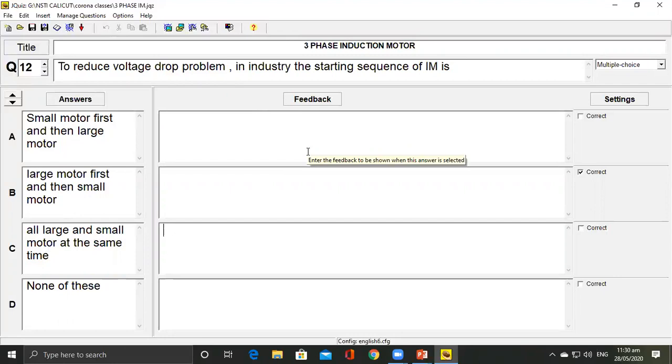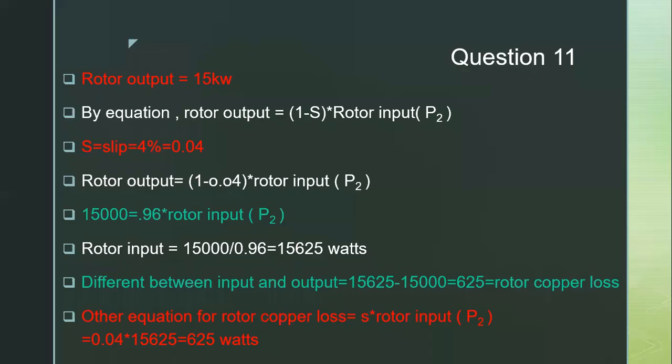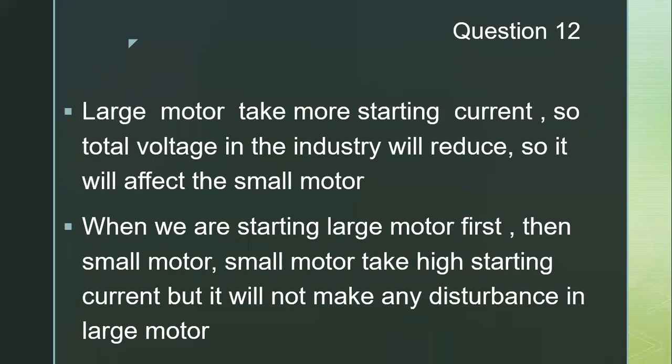You know that when an induction motor is starting, it will take a large current. When the large motor is starting, it takes a large current and the voltage in that industry will be reduced. When you start the small motor first, it will be running, and then you start the large motor. The large motor takes a large starting current, so the voltage level in the industry will be reduced, and it will affect the small motor.